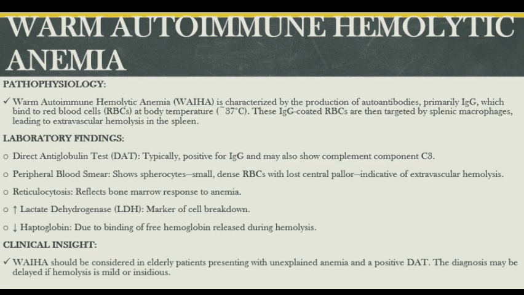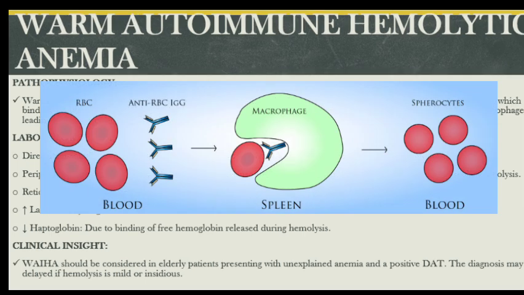Warm autoimmune hemolytic anemia is characterized by the production of autoantibodies, primarily IgG, which bind to red blood cells at body temperature, approximately 37 degrees Celsius. These IgG-coated RBCs are then targeted by splenic macrophages, leading to extravascular hemolysis.